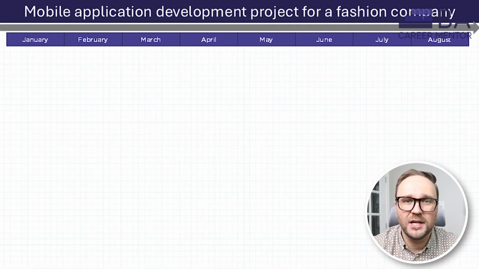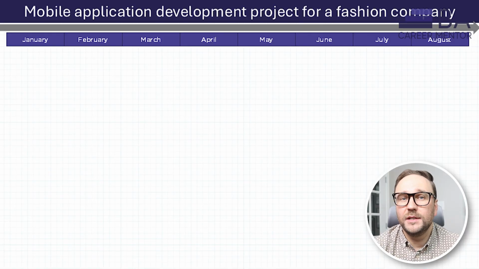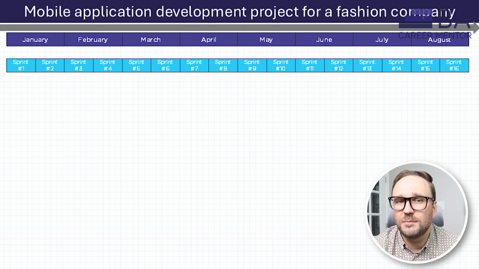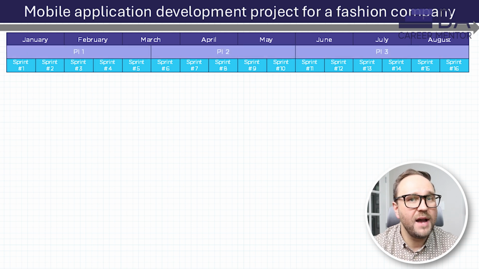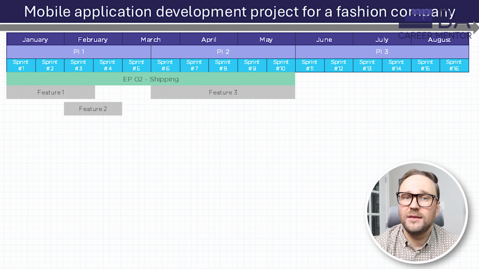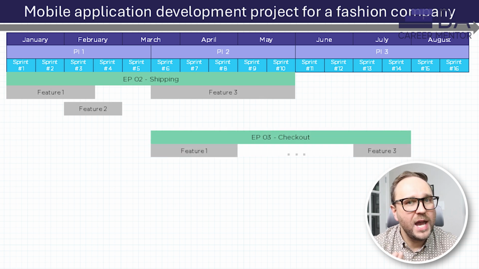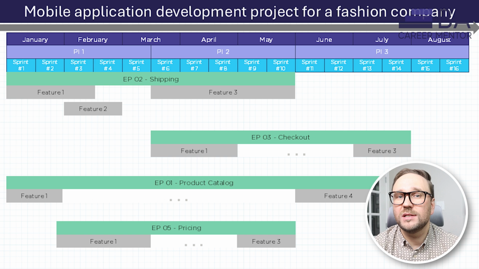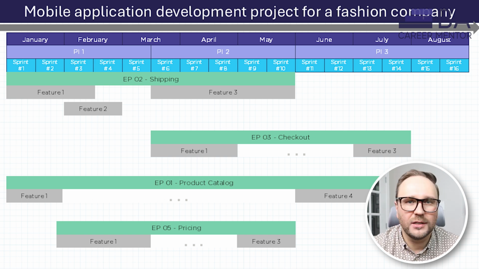Let's say I'm working on a new mobile application project for a fashion company. The total project duration is estimated at 8 months. Using 2-week sprints, it will take us 16 sprints. I will divide this project into 3 PIs with 5 sprints each. Now, given this timeline, I can say that things like shipping, checkout, product catalog, and pricing are major epics, because they will be continually and incrementally built throughout the entire project.